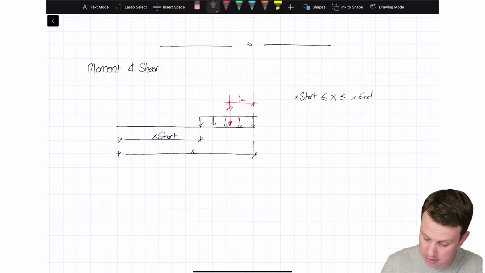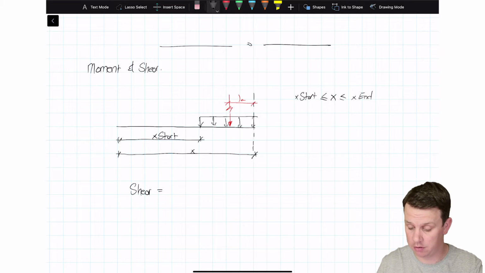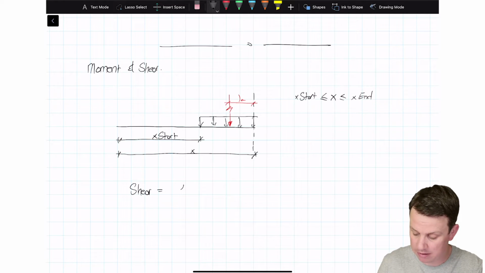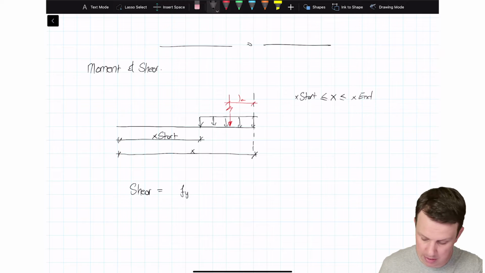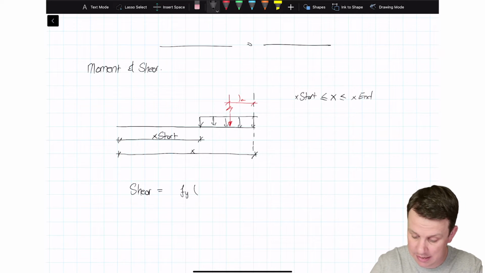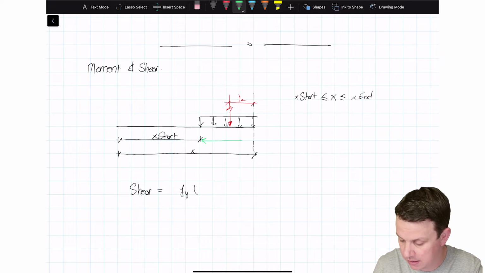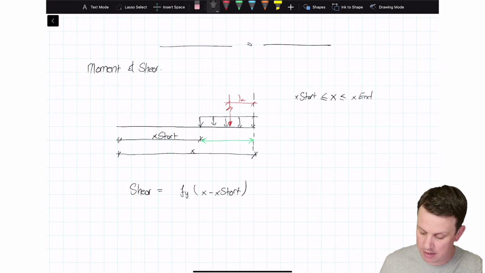So what would the shear be? Well, the shear at that cut would be simply all of the force to the left of the cut, right? And all that is going to be whatever the magnitude of the uniformly distributed load is, times the length over which it acts. It's just the amount of load to the left of the cut. So it's going to be Fy, and then the length over which that load acts is actually going to be this length in here, and we can get that from x minus x start.